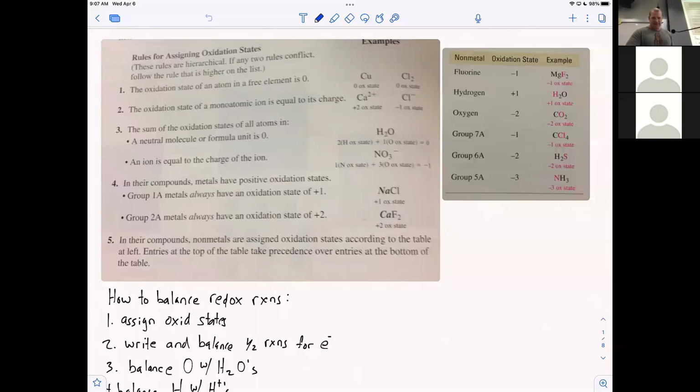Alrighty, so I'm actually excited about today's lecture. I usually don't just do a single concept for every lecture, but this one I'm going to teach you a specific skill, and it's how to balance oxidation reduction reactions. And I actually think it's fun.